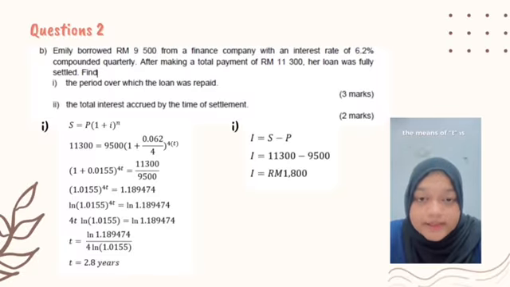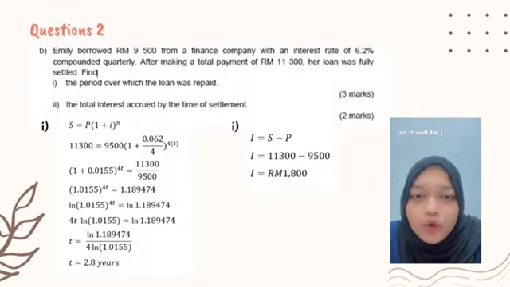It will be 11,300 = 9,500 (1 + 0.062/4)^4t. The t means the number of years that we need to find. After that it will be (1 + 0.0155)^4t = 11,300 / 9,500 ringgit. So it will be 1.0155^4t = 1.189474.